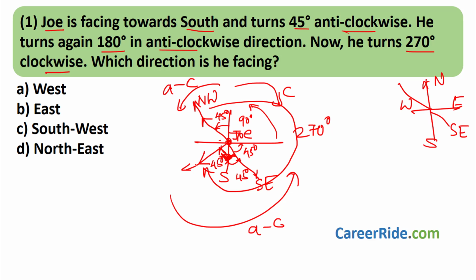So Joe is now facing southwest. Over here, Joe turned 270 degrees, because this is clockwise. So now Joe is facing southwest. Which direction is he facing? Southwest. So C is the answer.